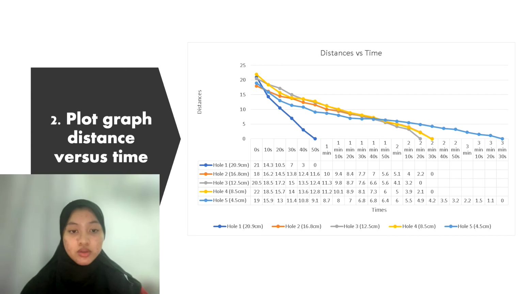For question number 2, plot graph distance versus time. As you can see in the graph, for hole number 1, it takes between 40 seconds to 50 seconds for the water to exit. For hole 2, it takes between 2 minutes 20 seconds to 2 minutes 30 seconds, and for hole 3 it takes 2 minutes 10 seconds to 2 minutes 20 seconds. For hole 4 it takes 2 minutes 20 seconds to 2 minutes 30 seconds, and lastly for hole 5 it takes 3 minutes 20 seconds to 3 minutes 30 seconds.